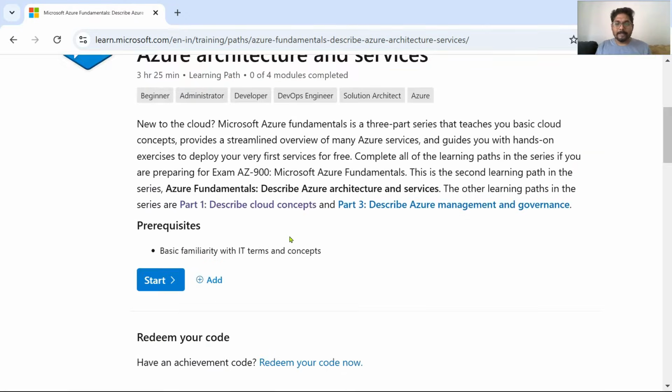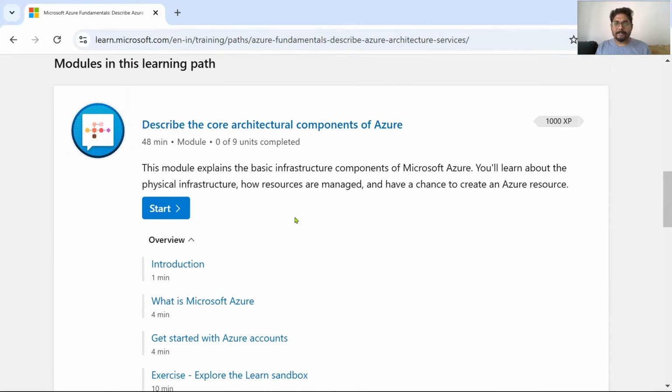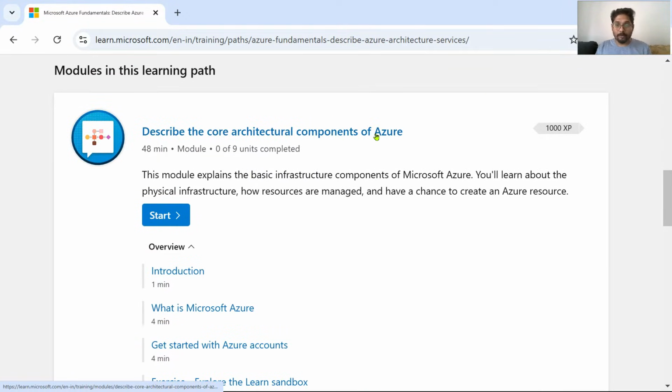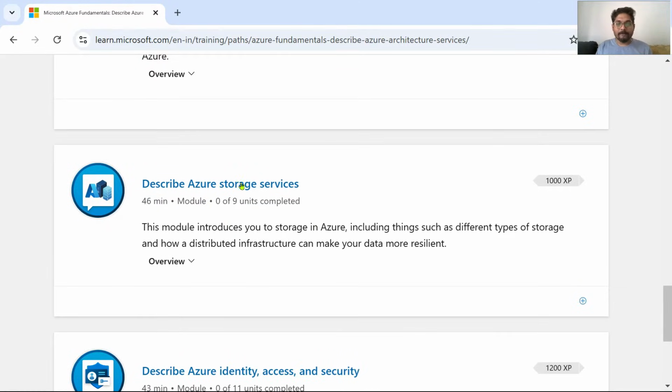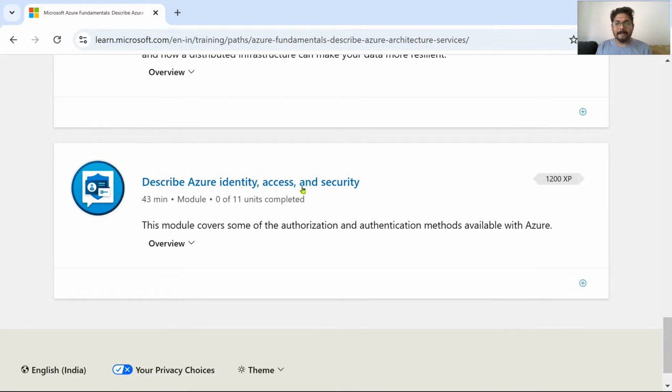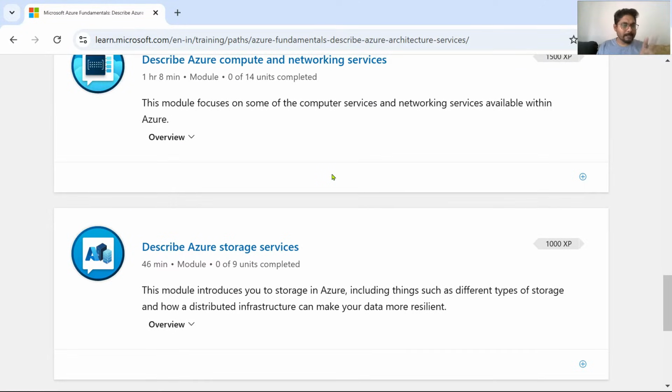If I go here, even this has similar steps. For example, this is one module, a core architectural component of Azure, and then you have Azure compute and networking services, and then you have Azure storage services, identity access security. So this has four modules and topics inside them.